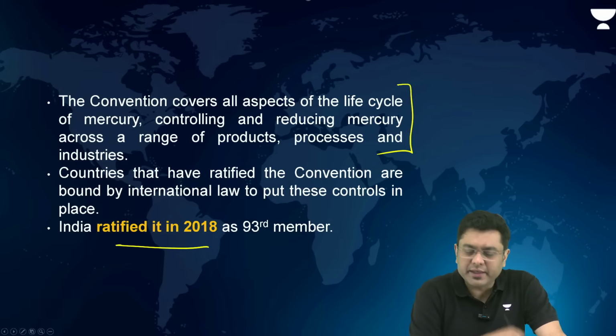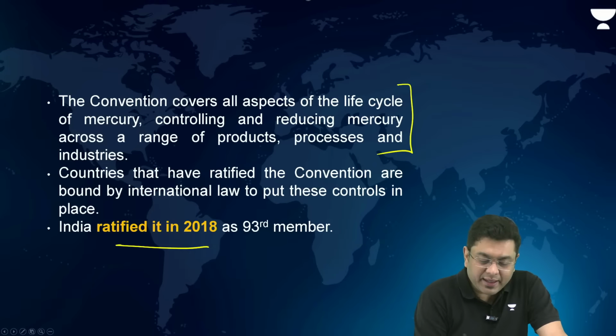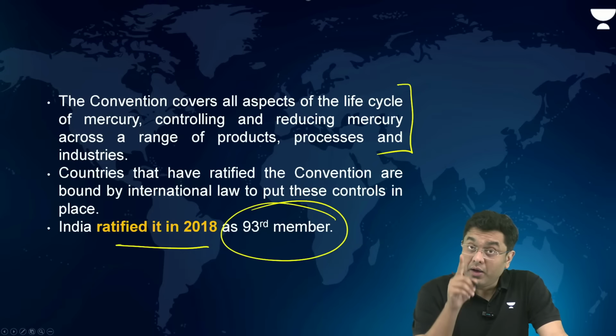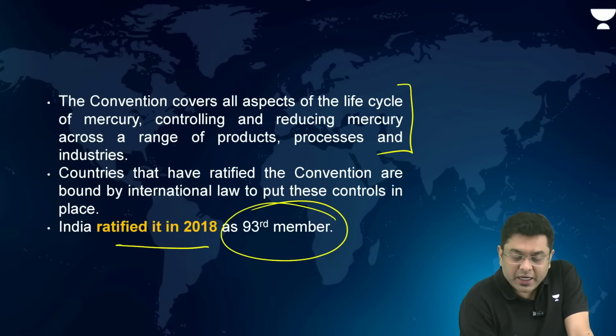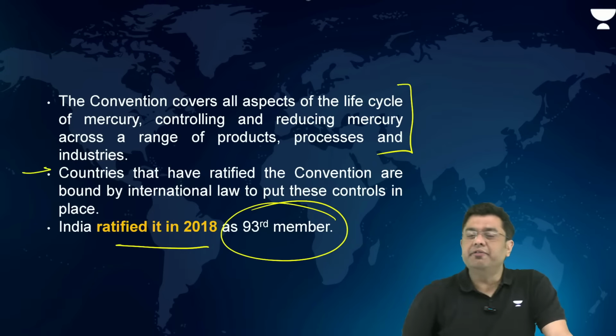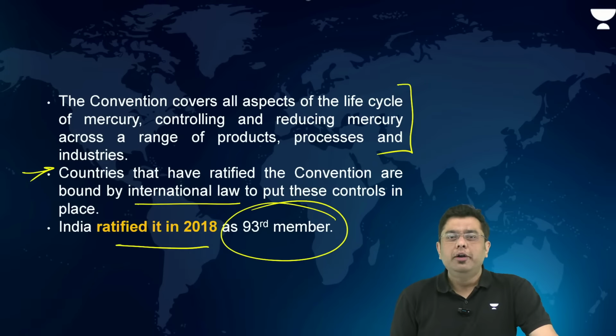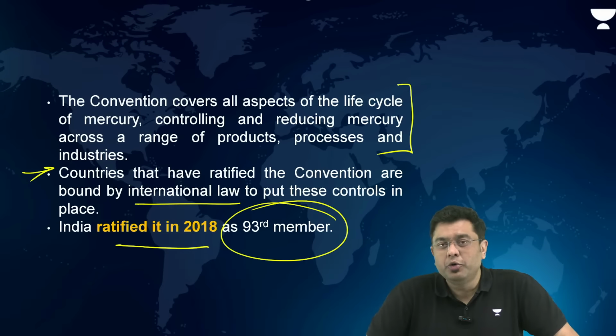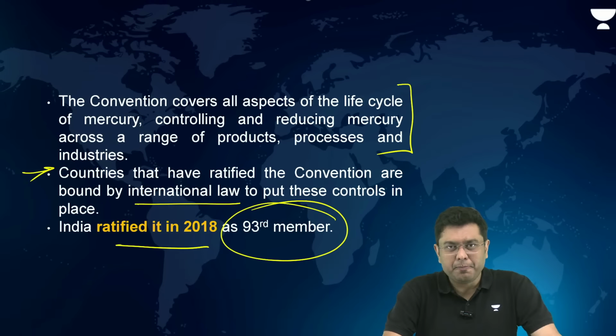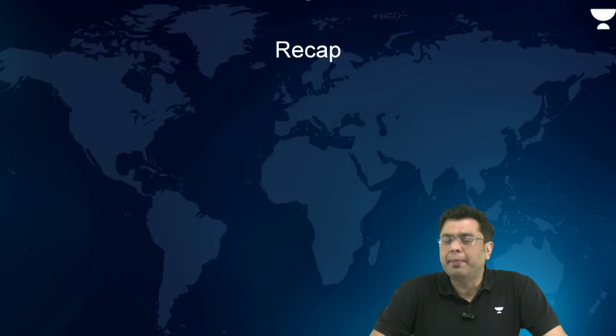India ratified it in 2018 and is the 93rd member. Very important. Countries that have ratified the convention are bound by international law to put controls in place to prevent mercury contamination. Okay. So, that basically is about all the conventions.